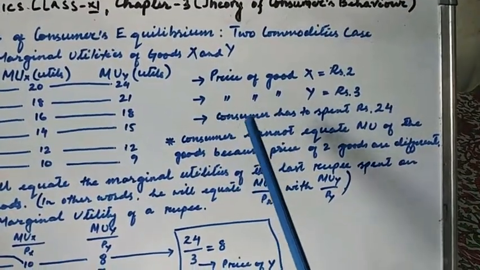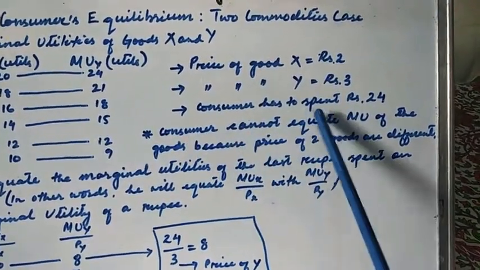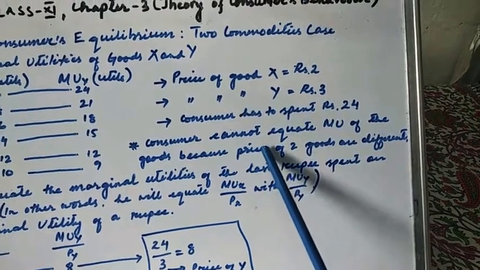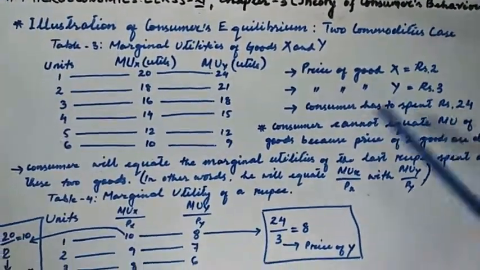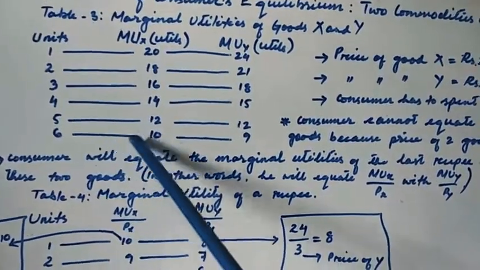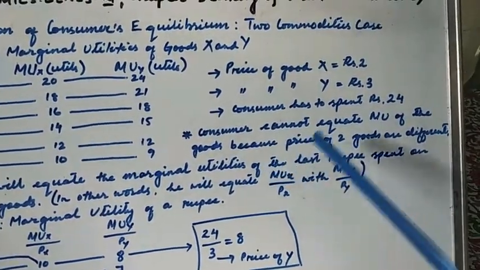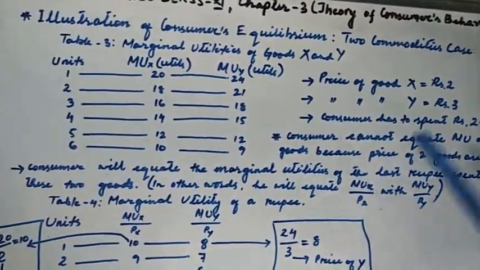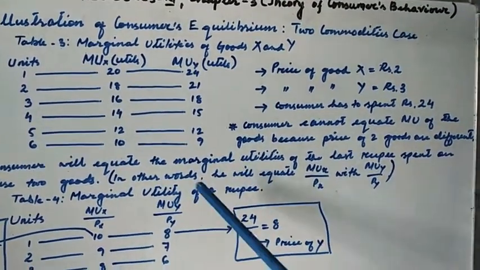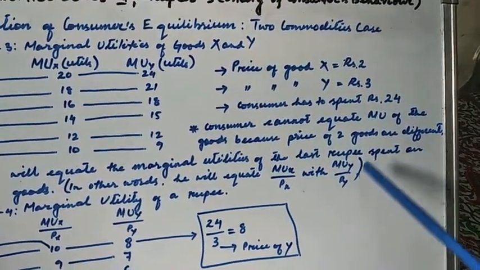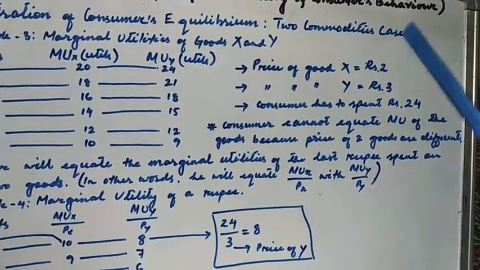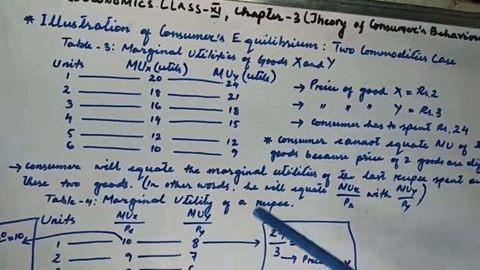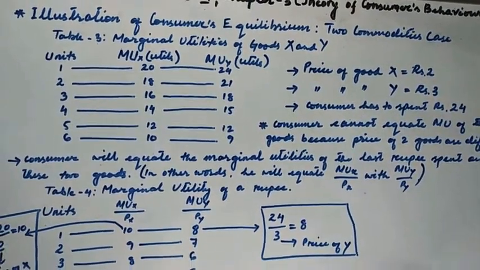It is important to note that a consumer cannot equate the marginal utilities of the two goods, because the prices of the two goods are different. What a consumer will equate is the marginal utilities of the last rupee spent. So it is the marginal utility of the last rupee that is spent on these two goods. In other words, he will equate MUX/PX with MUY/PY. It is not the marginal utilities alone, but the marginal utilities of the last rupee spent on these two goods that the consumer will try to equate.